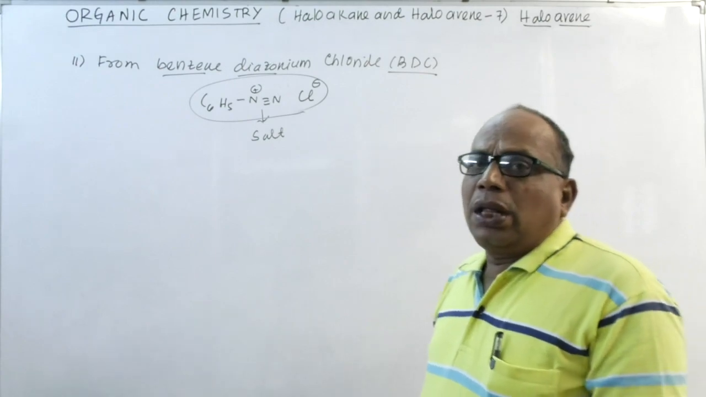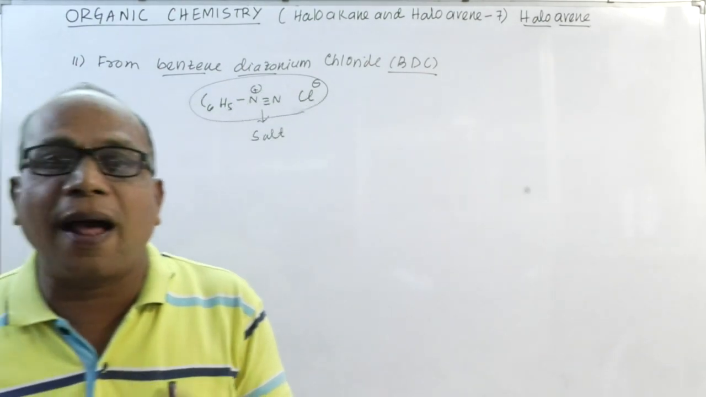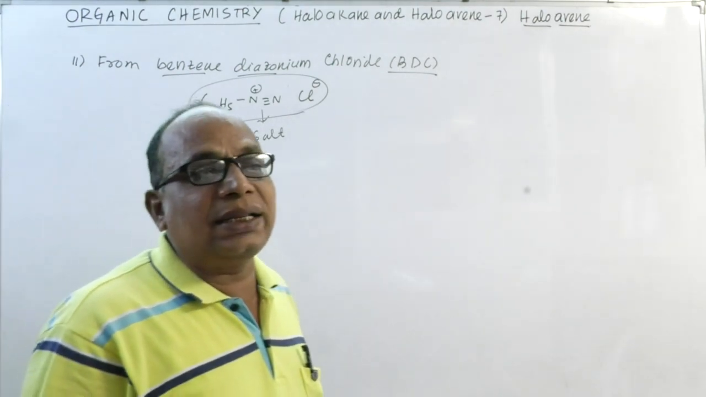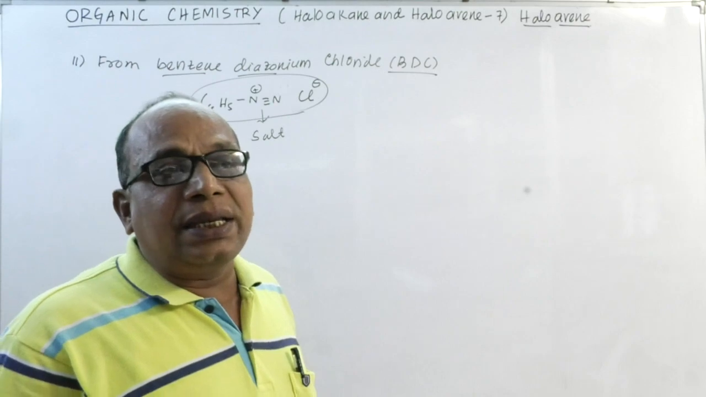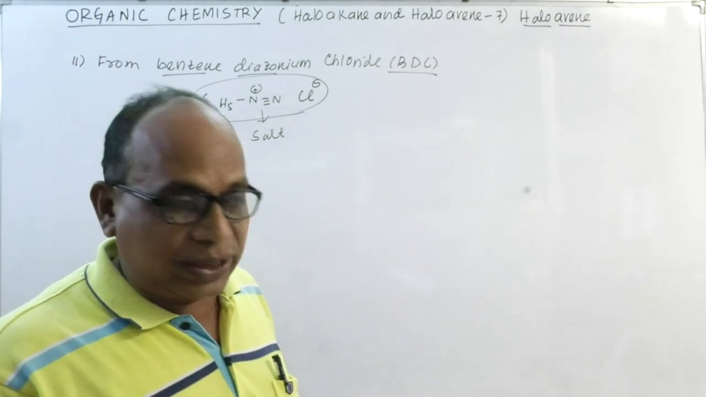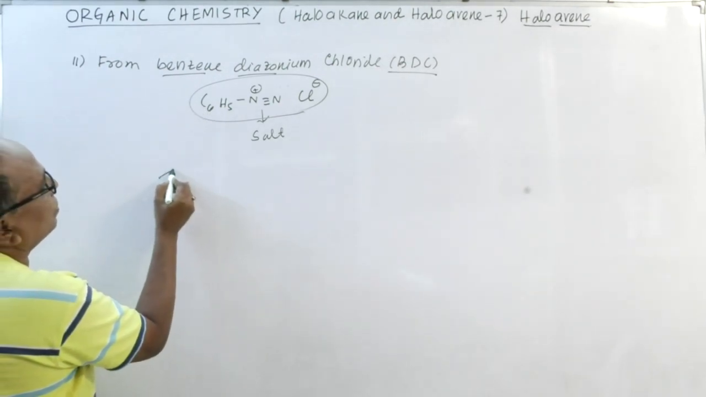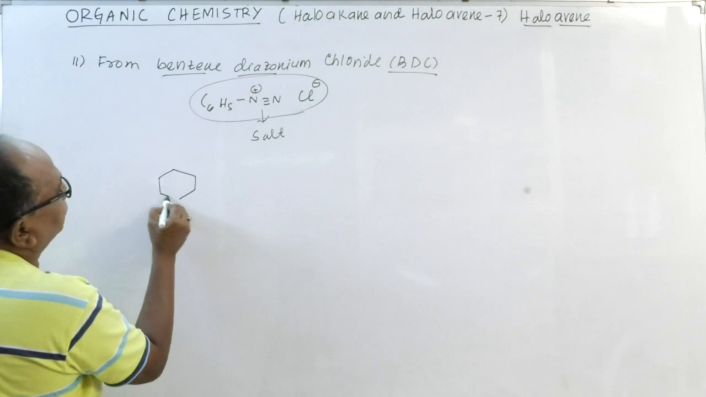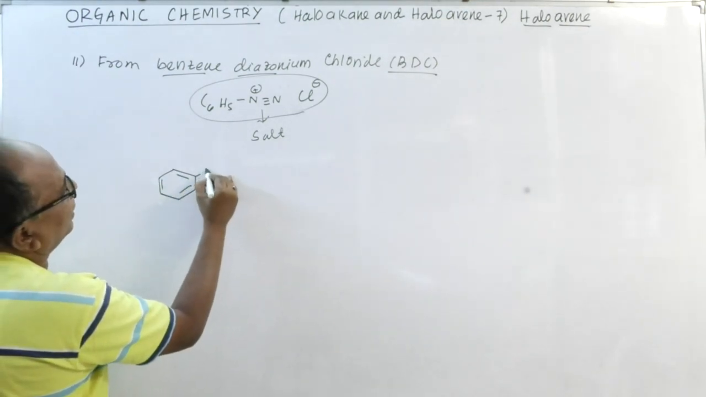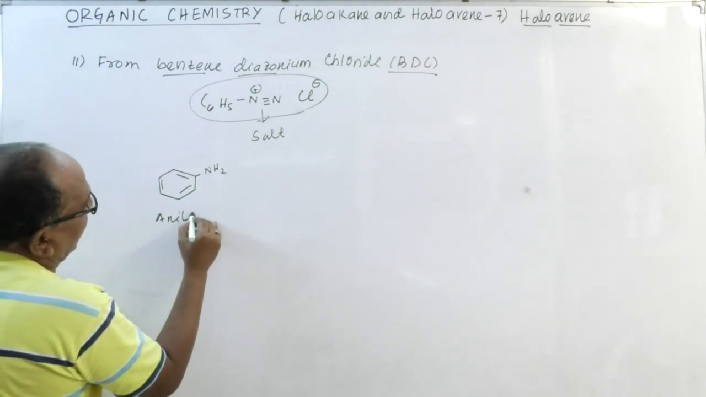So, the benzene diazonium chloride can be synthesized from aniline. What is aniline? Aniline is an ammonia derivative of benzene. So, what is this aniline? You know, this is your benzene and one of the hydrogen atoms is replaced by an amino group. This is called aniline.